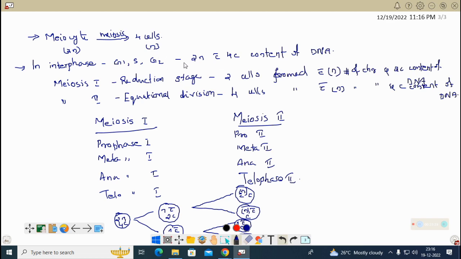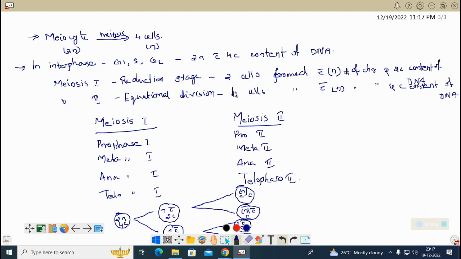How this 2n number of chromosomes with 4C content of DNA comes, I explained already in the interphase of mitosis. And meiosis occurs in 2 stages, meiosis 1 and meiosis 2. Meiosis 1 is called the reduction stage or reduction phase. Meiosis 2 is equal to equational division or mitotic division. In the reduction stage, meiosis 1, the diploid number of chromosomes will be reduced to the haploid number. We will see two cells will be formed from the meiocyte that will have a haploid number of chromosomes with 2C content of DNA, and in meiosis 2, equational division is occurring.